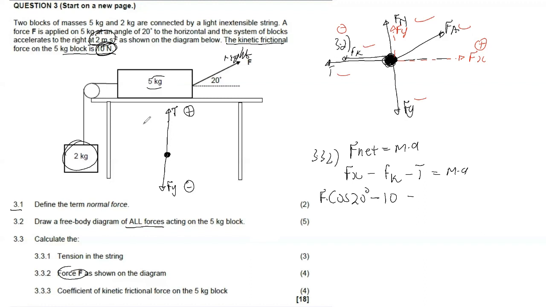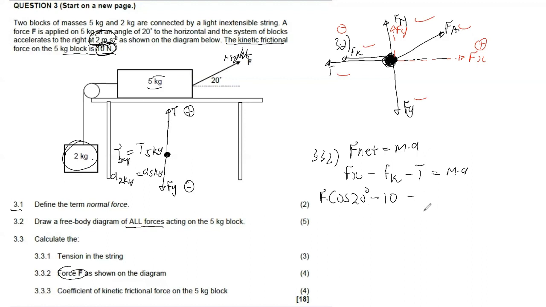Every time we are working with a system of blocks, just know that the tension for these two objects is equal. So tension for the 2 kg is equal to tension for the 5 kg. Also, the acceleration for the 2 kg is equal to the acceleration for the 5 kg. Right. Then here we have our tension.